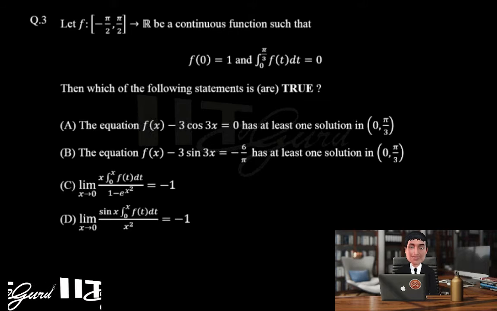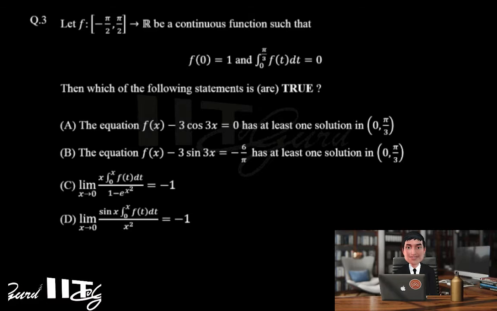So each and every statement. We'll go for statement A: f(x) minus 3 cos 3x is equal to 0 has at least one solution. At least one, and these conditions remind us of Rolle's theorem. So we will use Rolle's theorem.